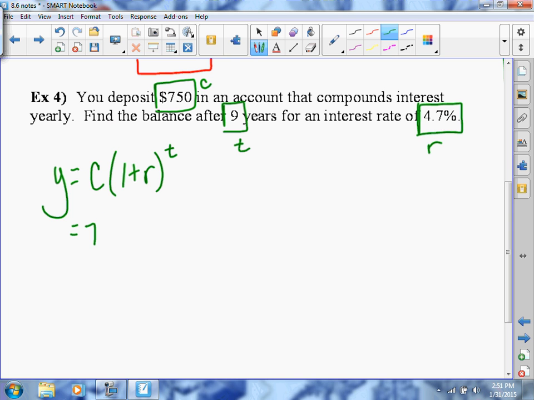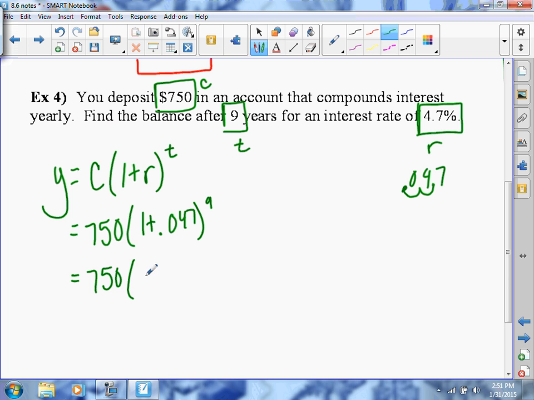So again, we're going to have our $750 to start with. And here again, we have another decimal for our rate. We have 4.7%, so we're going to move that decimal 2 places. So again, don't forget that 0 there for the placeholder. And then our time is 9 years. And then simplify this just a little before you plug it into your calculator.